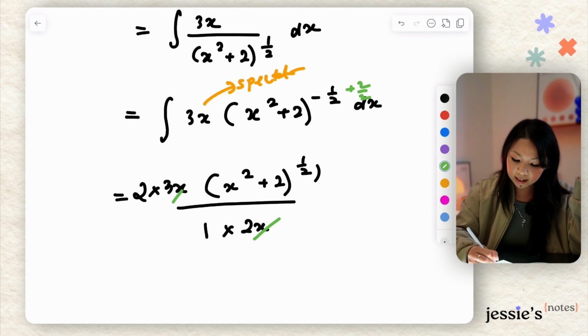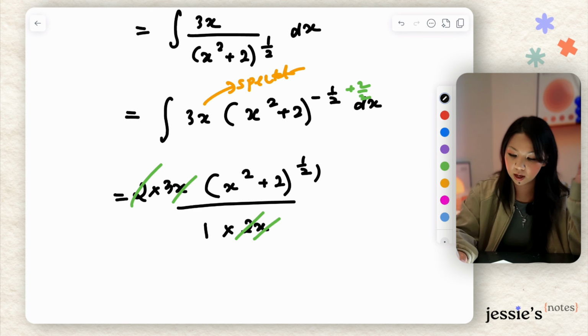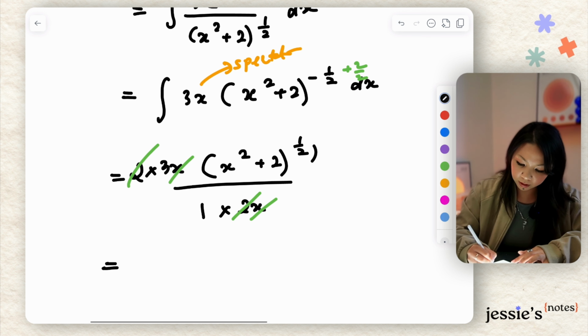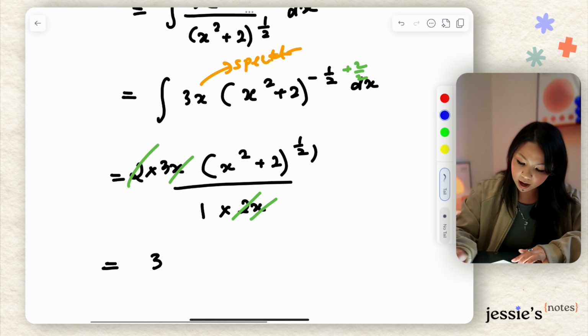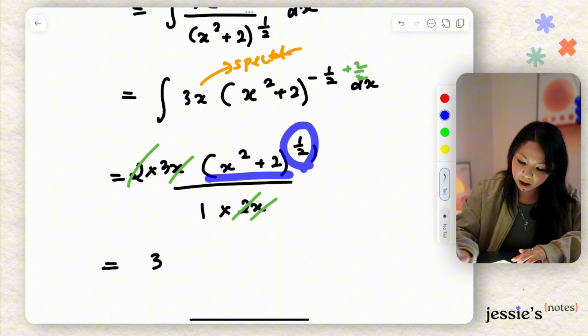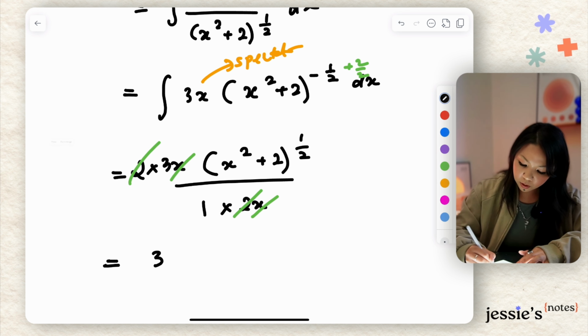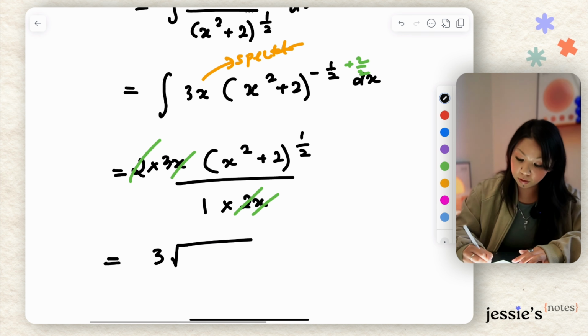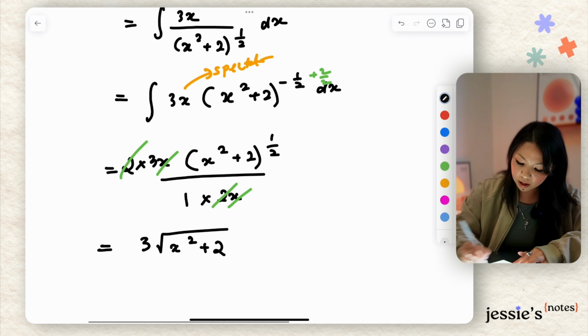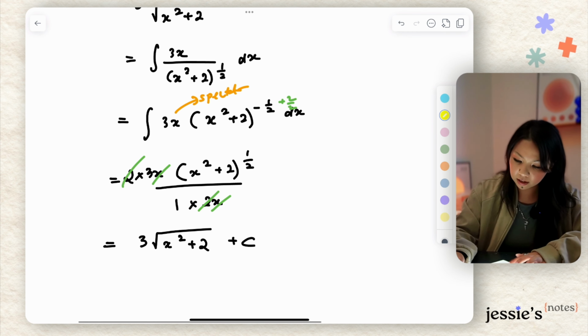So this x and this x cancel. And what's really nice is that this 2 and this 2 also cancel. So now we are just simply left with 3 times x squared plus 2 to the power of a half. So that's going to be 3 square root of x squared plus 2. And then it's all over 1, so we just leave it as such.